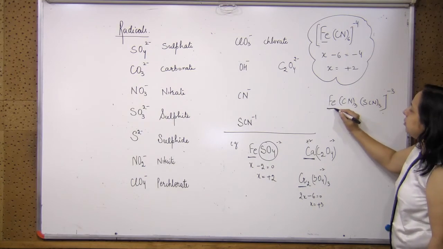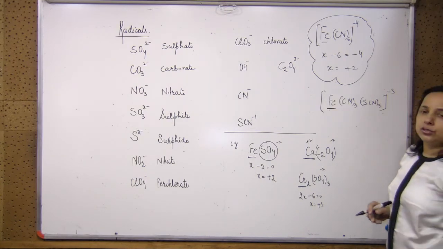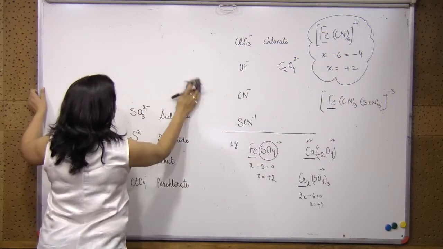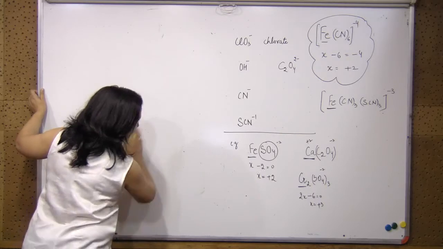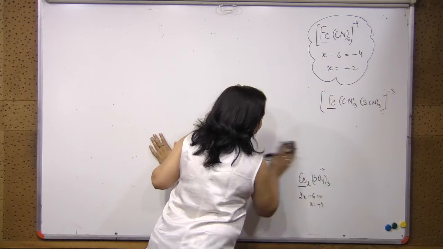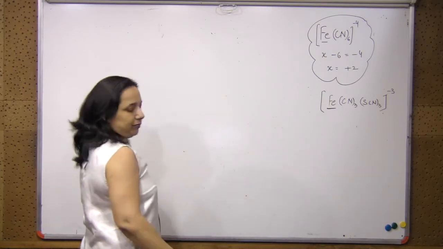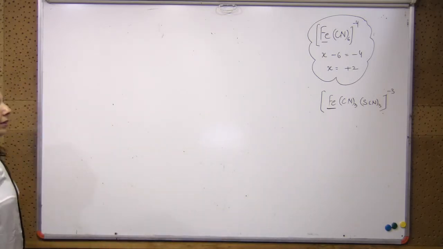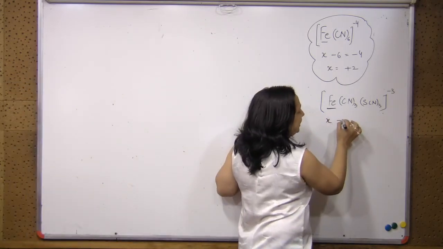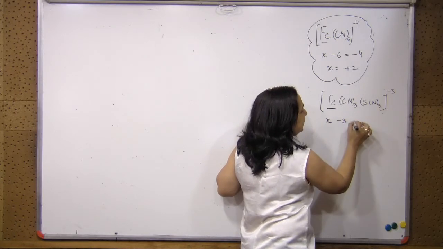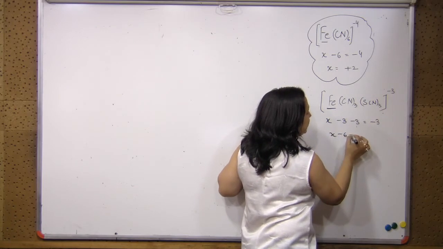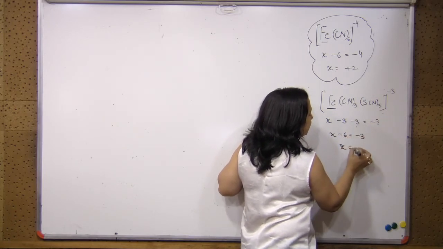Calculate the oxidation state of iron. Can you calculate the oxidation state of iron? Yes, it is written as x, cyanide minus 1, therefore minus 3, thiocyanide minus 1, again minus 3, it is equal to minus 3. x minus 6 is equal to minus 3, x comes out to be plus 3.